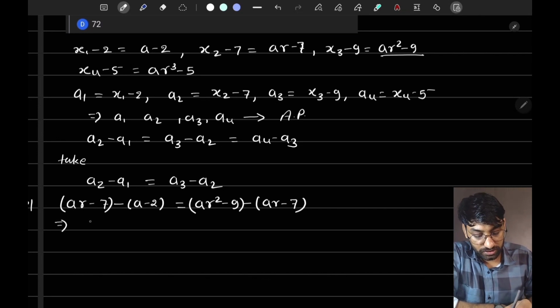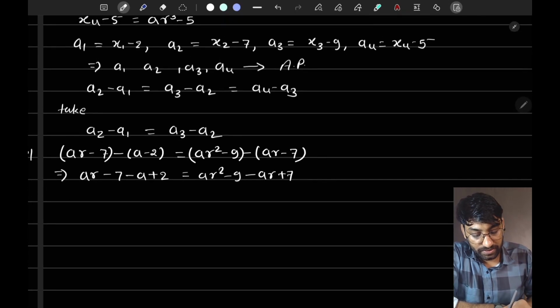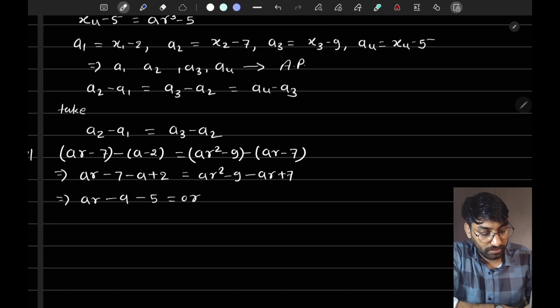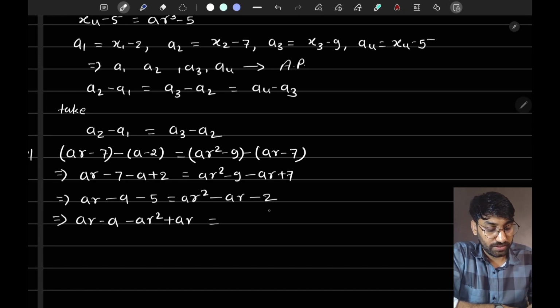Take this, just open this. What will I get? AR minus 7 minus A plus 2 equal to AR square minus 9 minus AR plus 7. So I will get AR minus A, and here minus 7 plus 2 is minus 5, equal to AR square minus AR minus 2. Let's take all the AR terms to this side and the minus 5 to that side. So I will get AR minus A minus AR square plus AR equal to 5 minus 2, which is 3.